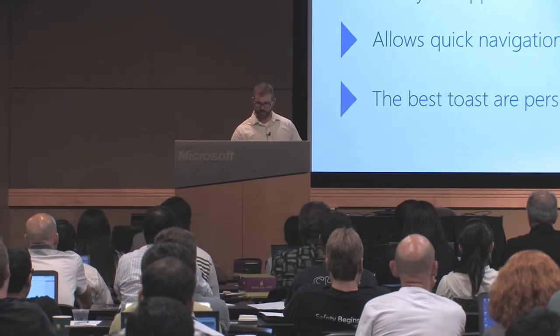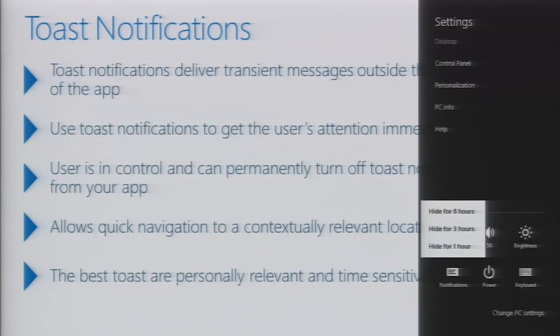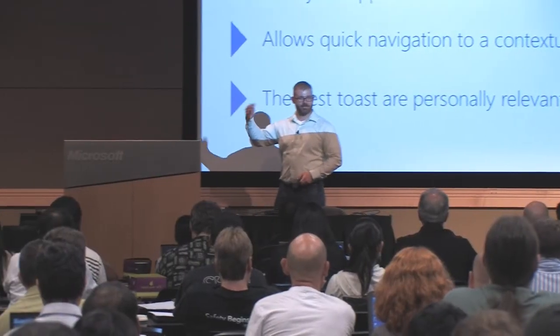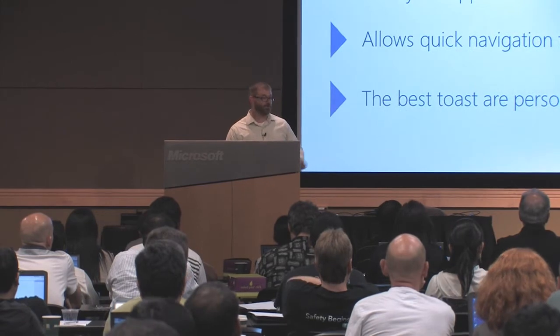If I go here to settings, this notification button here lets me hide the Toast notifications for an hour or 8 hours. This is great for presenting. If I wasn't actually going to show you Toast notifications right now, I'd actually have this turned on because I wouldn't want to be interrupted by somebody popping up Toast notifications while I'm giving a talk. But since I am showing you Toast, I can't really do that.